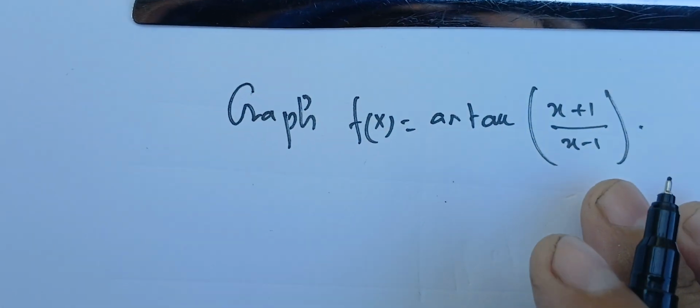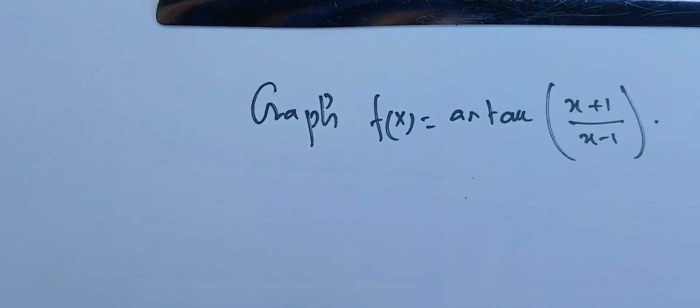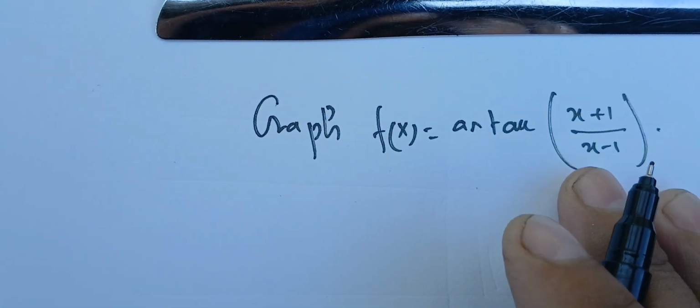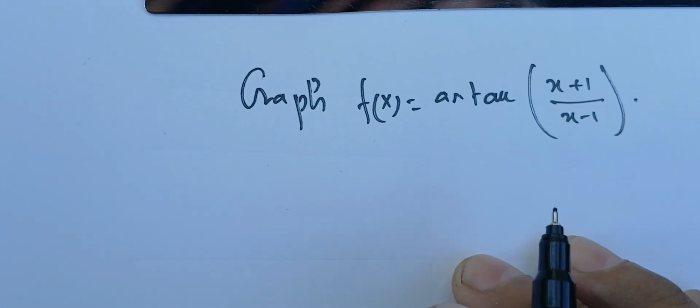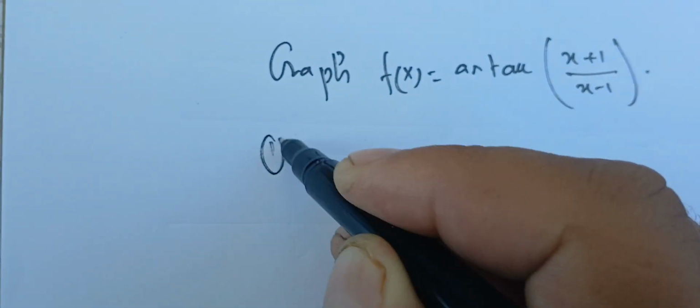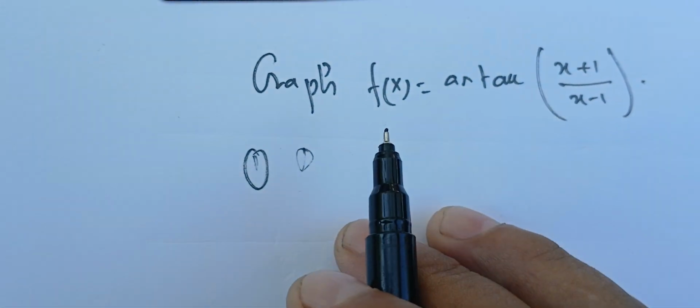In this video, we're going to continue our hand graphing of functions. Today, we're going to graph the following function, arctangent of (x plus 1) over (x minus 1). So the first thing that we need to do is to find the domain. Where are we going to graph this function?